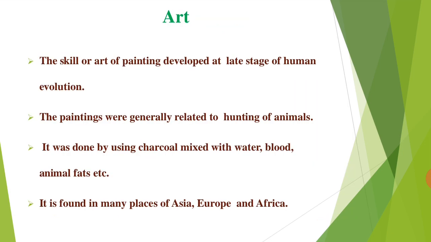Let us come to art. Very interesting part. The skill or art of painting developed at a late stage of human evolution. The paintings were generally related to the hunting of animals. It was done by using charcoal mixed with water, blood, animal fats, etc. That means natural colors. It is found in many places of Asia, Europe and Africa.